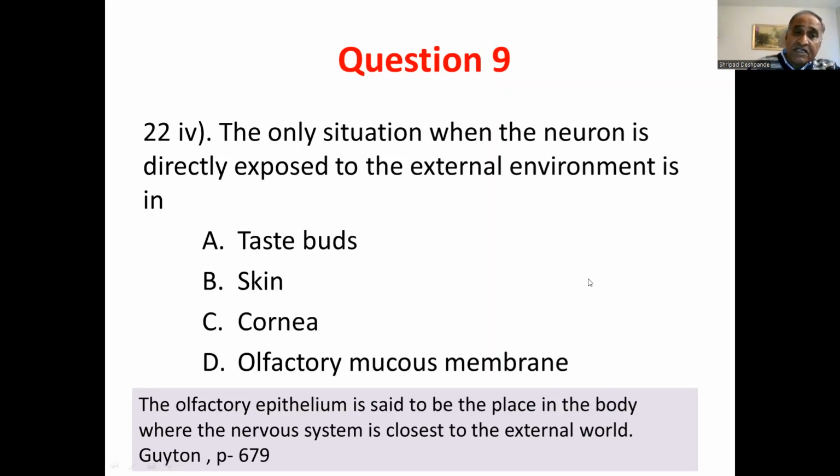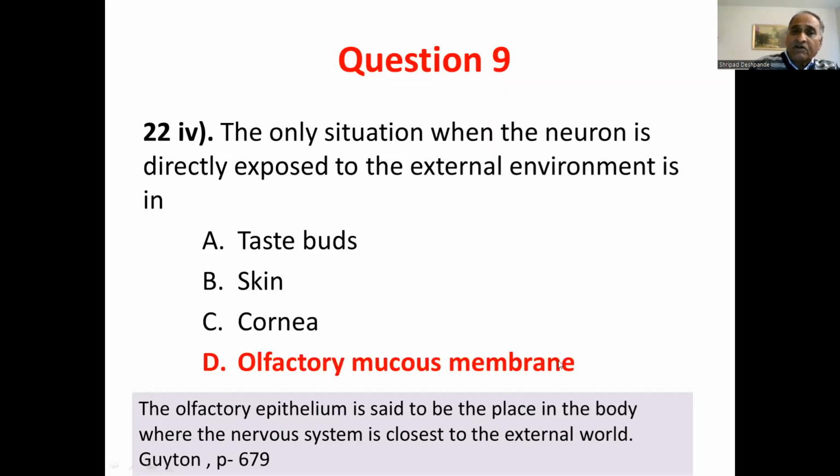It is the olfactory mucous membrane, where the olfactory nerve is hanging in the nasal portion and is covered with mucus. This olfactory epithelium is exposed to the external world in the body. The answer to this question is D, olfactory mucous membrane. That's the correct response.